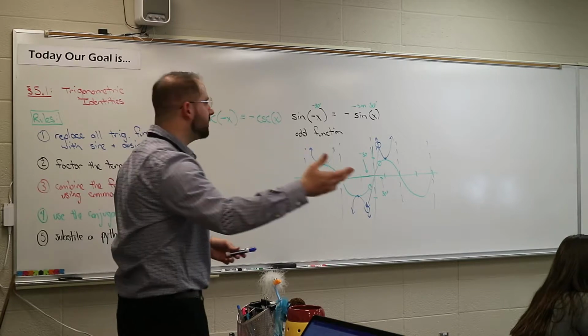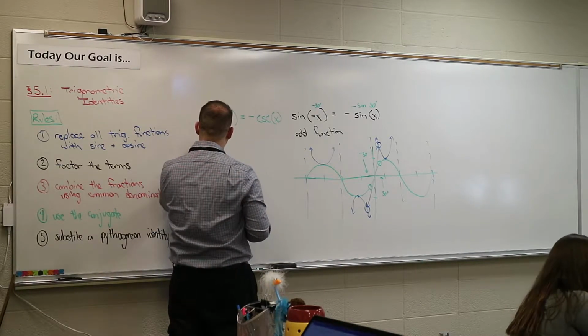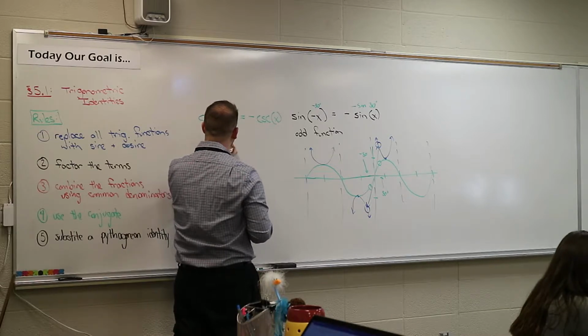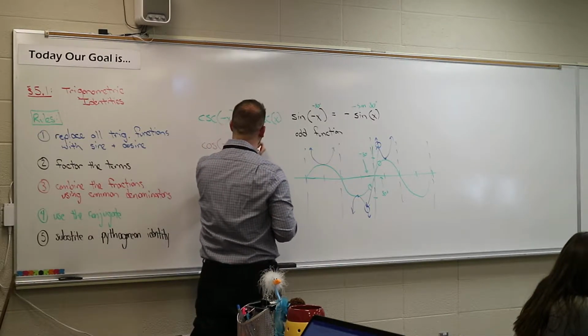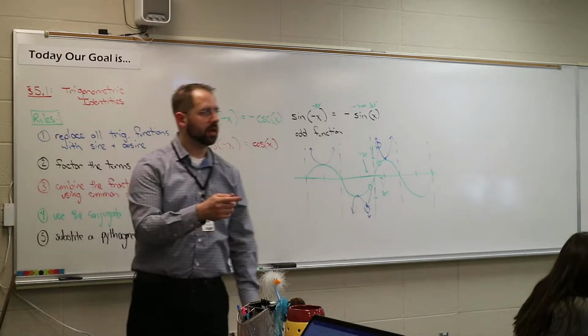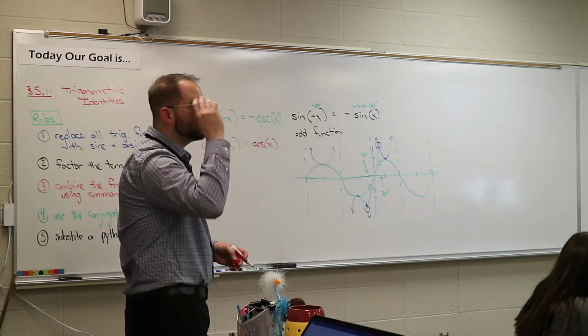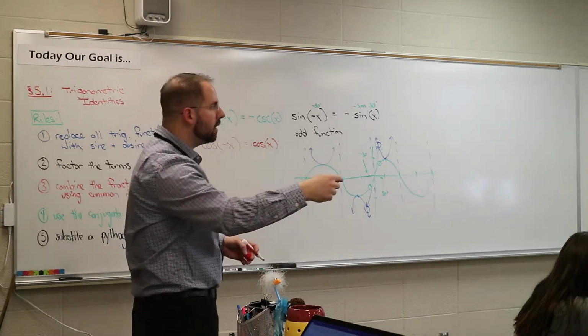When you look at cosine, the weird thing is cosine's answer actually cancels the negative sign out. Agreed? When you look at cosine, the negative sign goes away. The reason being, cosine is considered even, not odd.